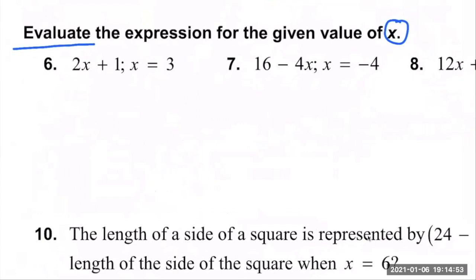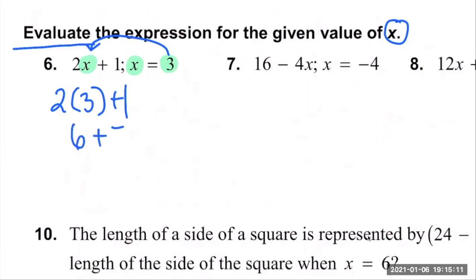So for example, on this first one, they say x equals 3. So we have an x right there. So that means that 3 is getting plugged in for x. So now we're going to have 2 times 3 plus 1. And we have to solve it. 2 times 3 gives me 6. 6 plus 1 gives me 7. And that's all you have to do on these ones. Don't try and overthink it. All it is simply plugging in the number for the letter and then solving the math problem.